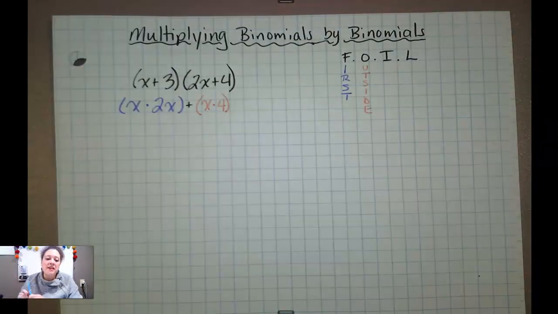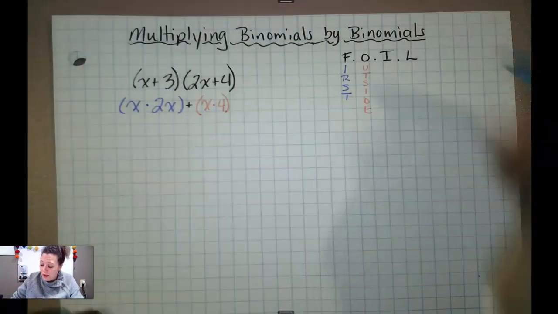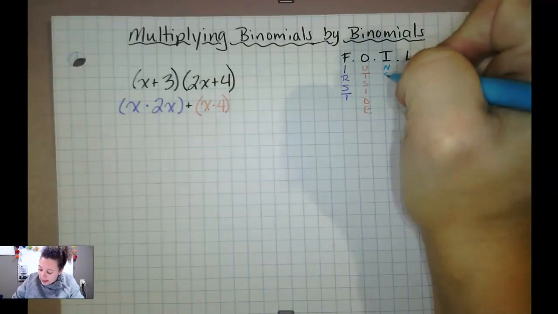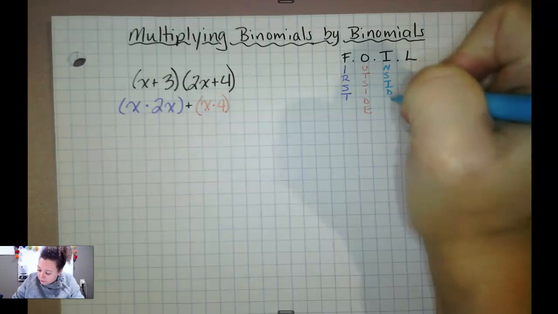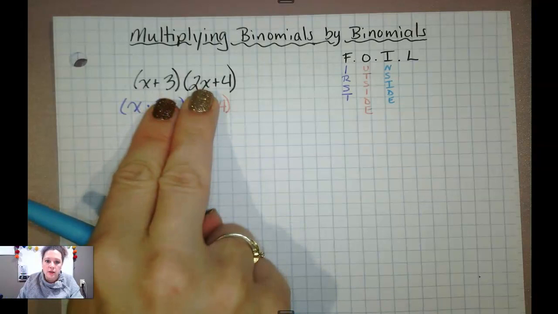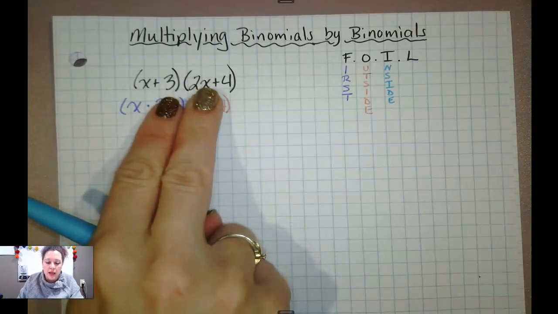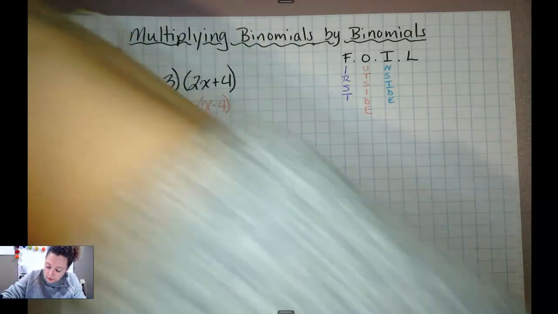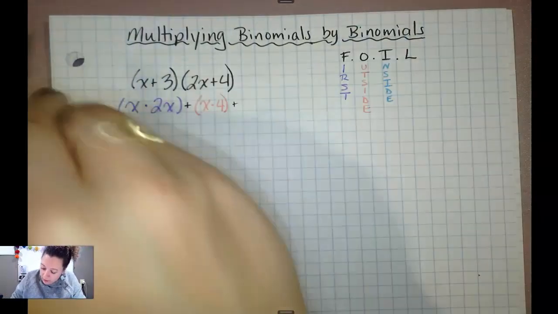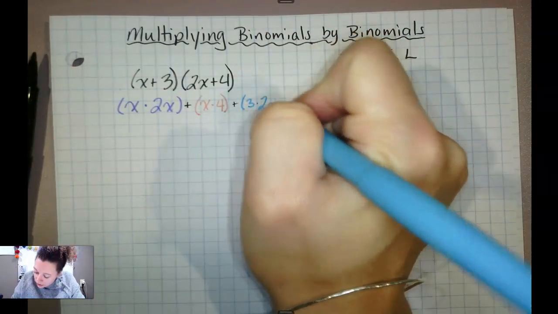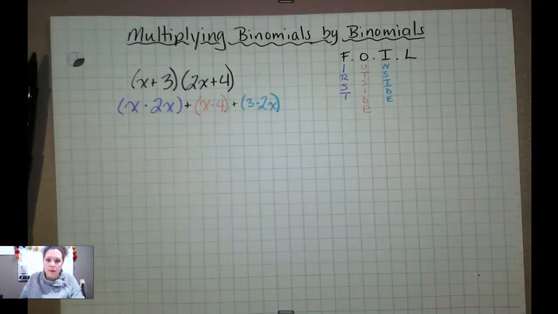Then we have an I. What does the I stand for? Well, we've got outside, next is going to be inside. So we're now going to multiply the inside terms. 3 and 2x could be considered our inside terms. If these were our outer terms, then these two are our inner terms. So we're going to have the product of 3 and 2x, and we're going to take that product.